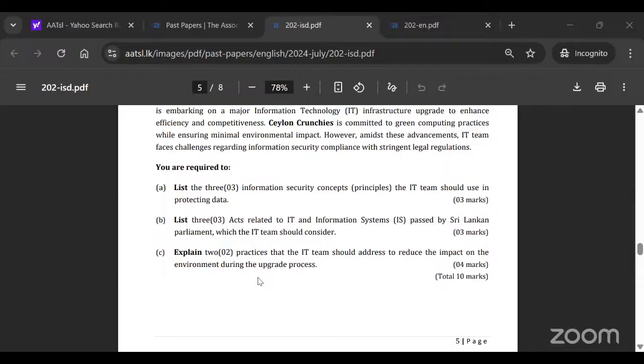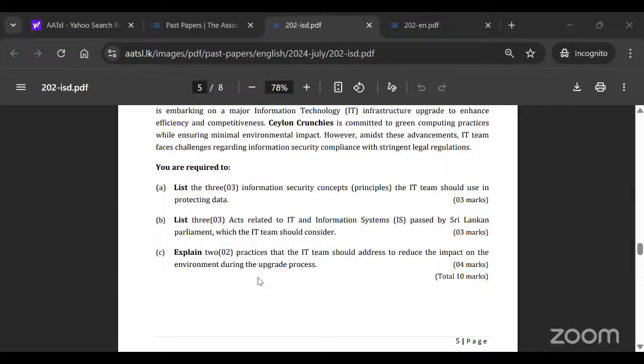Integrity means ensuring that data is accurate, consistent, and trustworthy. This principle protects data from being altered or tampered with, ensuring that it remains reliable and uncorrupted. Right? Availability is ensuring that data is accessible and usable when needed by authorized users. This principle ensures that the system and data remain operational and are not subject to disruption, whether caused by system failures or malicious attacks. Right.